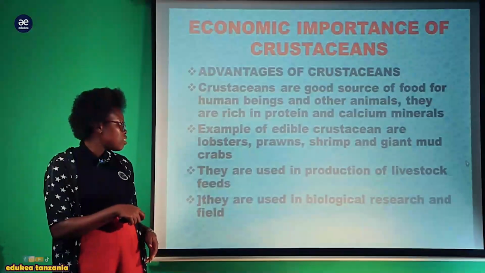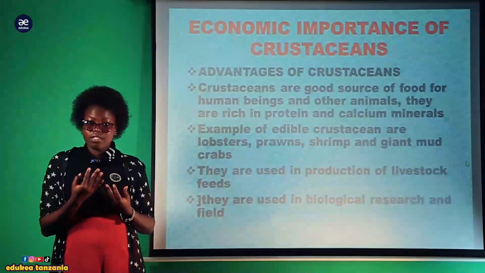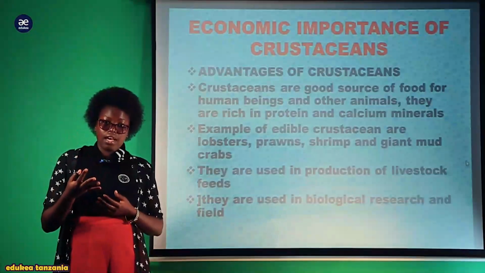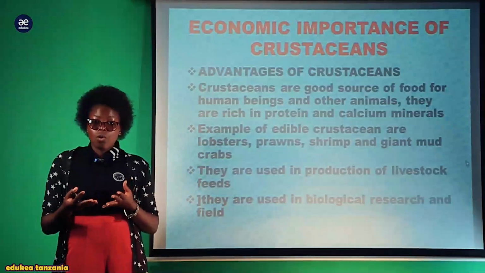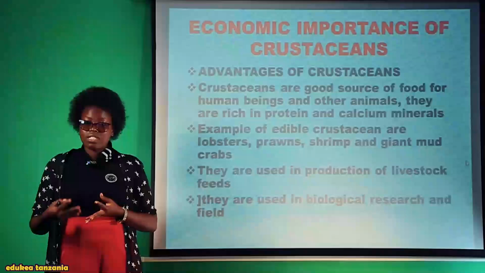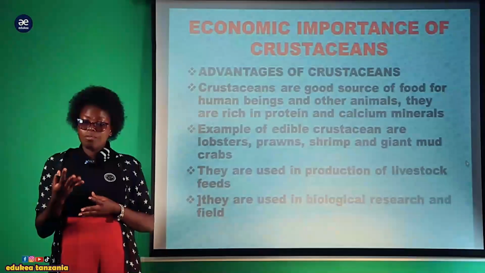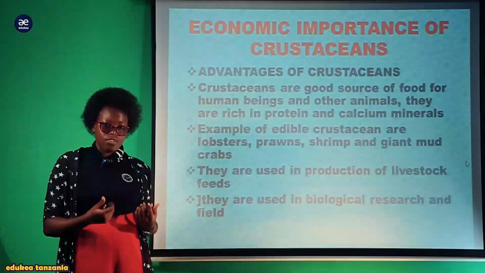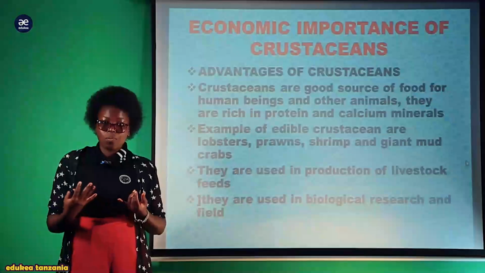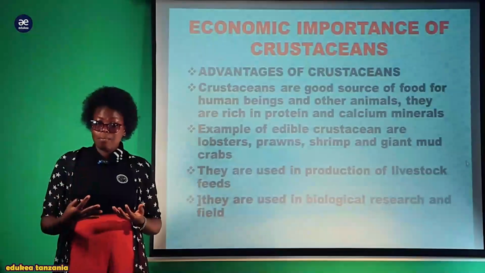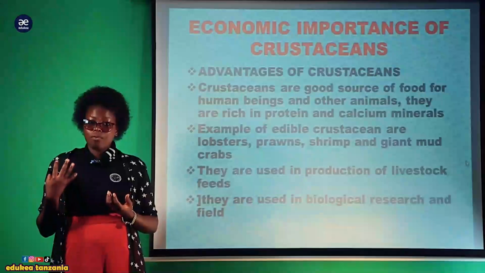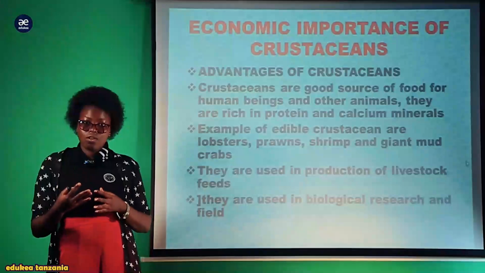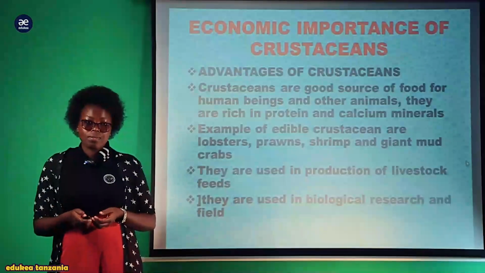They are also used in the production of livestock feed. These Crustacea are used in making food for livestock. For example, if you take the shell of a Crustacea, it is rich in calcium deposit. Once it is used, for example, as feed for chickens, those calcium are important in making strong bones for animals. They are also used in biological research. For example, if you go to schools for biological practicals, you will get crabs. You will be given that crab as a specimen so that you can perform dissection, or you can observe it. Also, you can answer the given question concerning that particular specimen.